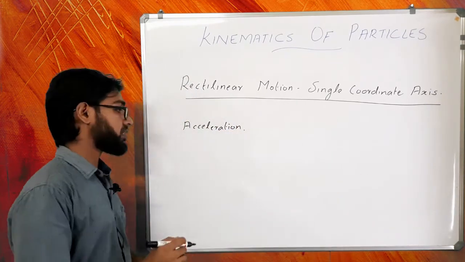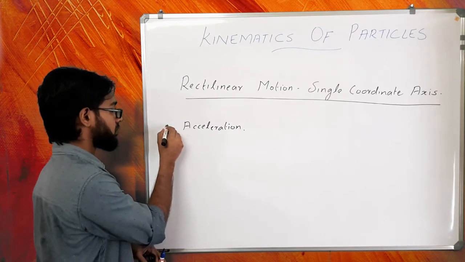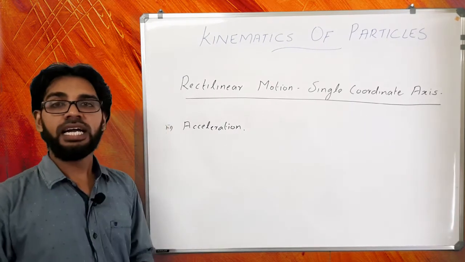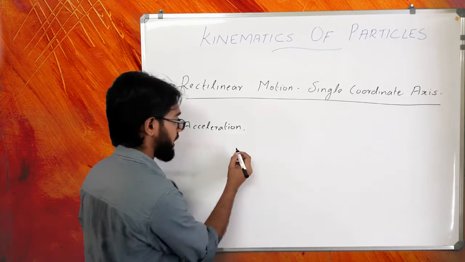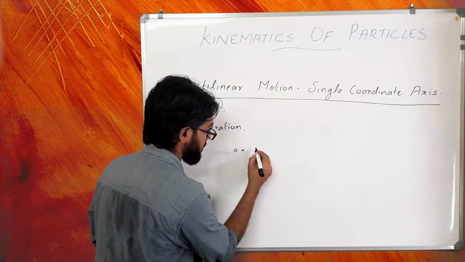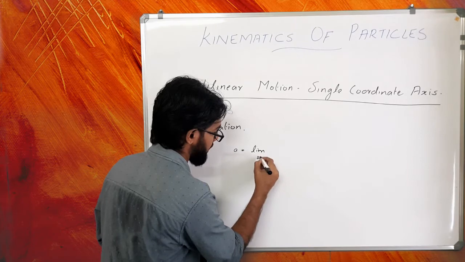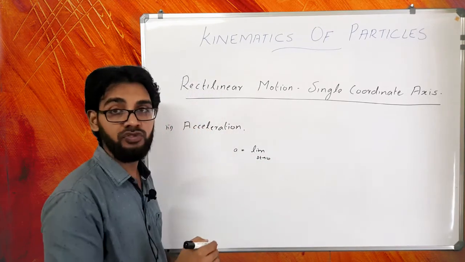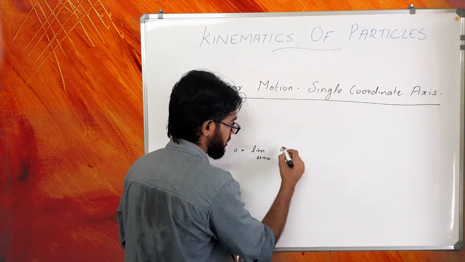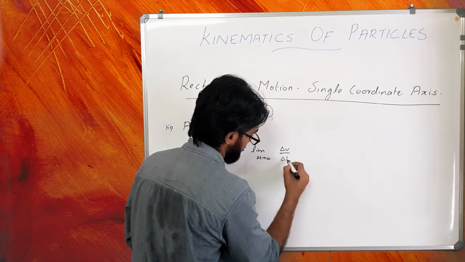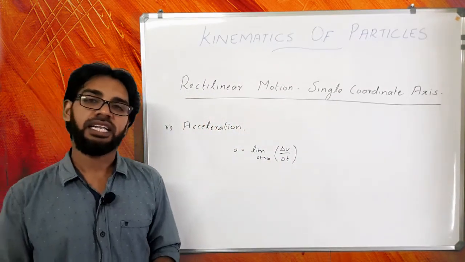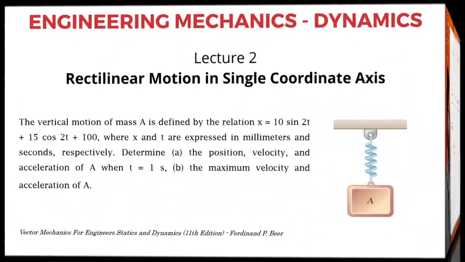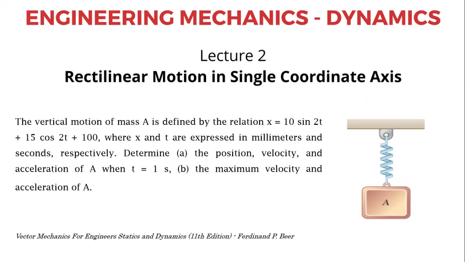The acceleration is the time rate of change of velocity. So a is the limit as delta t tends to 0 of delta v by delta t. So let us do a problem before we go further.